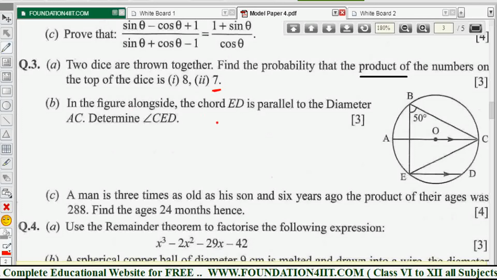In the figure alongside, the chord ED is parallel to the diameter AC. So AC is the diameter, and this is the semicircle above. Determine angle CED. So this angle we need to find out. Let's see the diagram and find out.